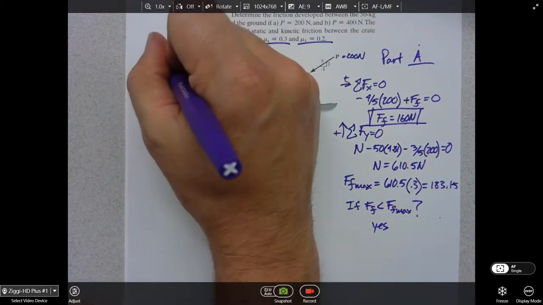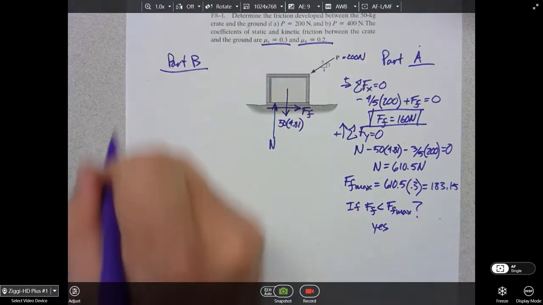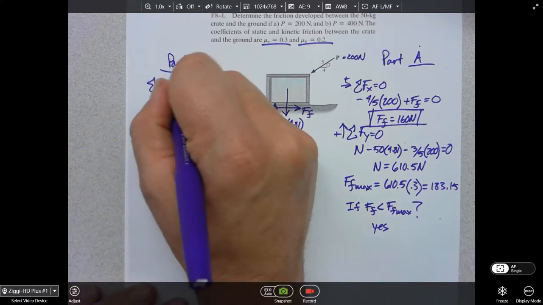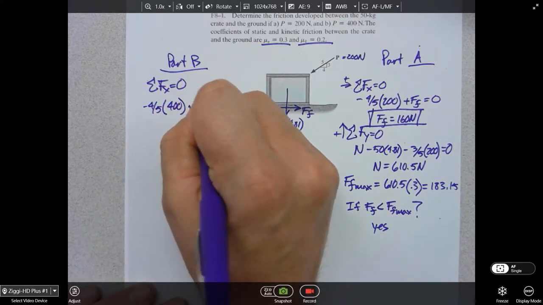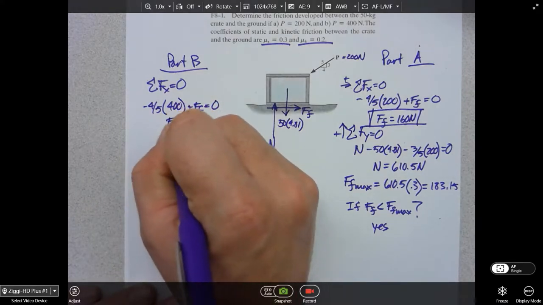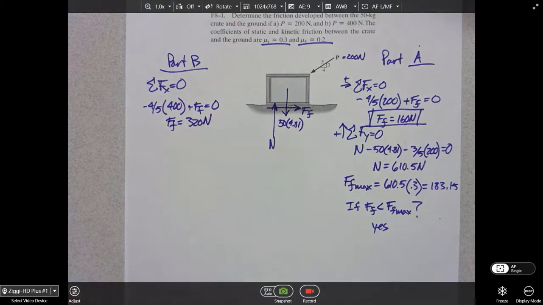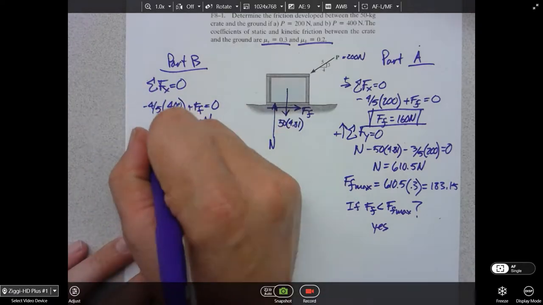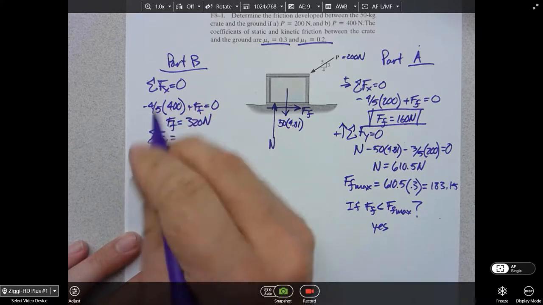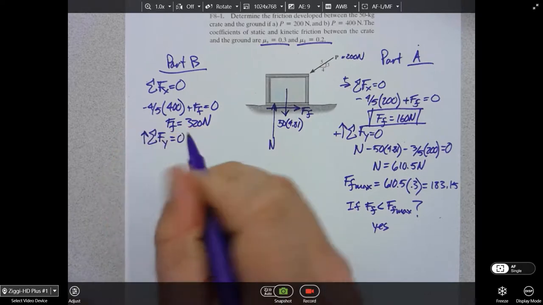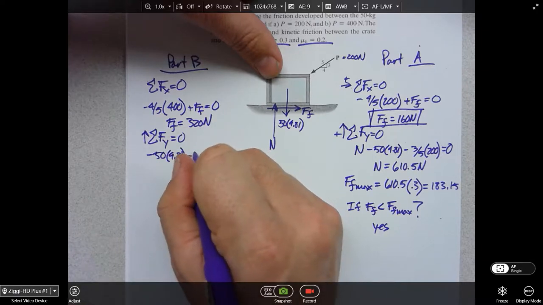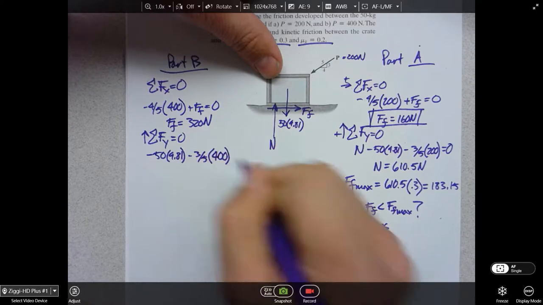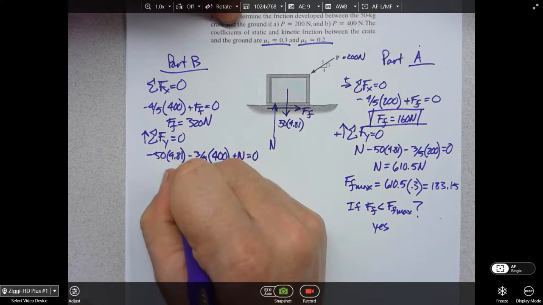Okay? So part B looks very much the same. Sum of the forces in the X will have negative 4/5 times 400 instead of 200 this time, plus the force of friction equals 0. So I'm guessing that doubles it, and we then say the force of friction is 320 newtons. Now, we probably don't even need to go any further, but we should. You have to find the normal regardless. We'll sum the forces in the Y, say that's zero. We'll have minus 50 times 9.81 minus 3/5 times 400 plus the normal equals zero. So the normal then is what?